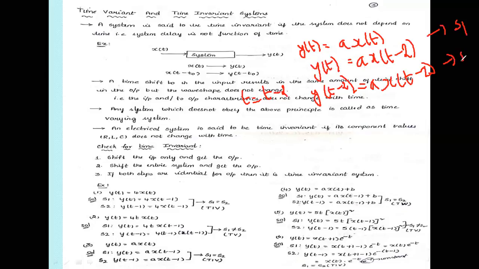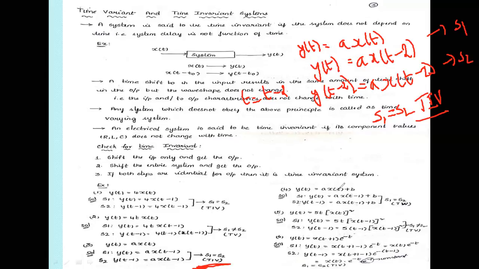So y of t is equal to, if we shift the input only, x of t minus 2. I have taken two samples and replaced t with t minus 2. Now y of t minus 2 is equal to, there is no change in a, it is an amplitude scaling factor only, x of t minus 2. So for both the functions, let this be S1 and this S2, S1 is equal to S2. Then the system is a time invariant system.